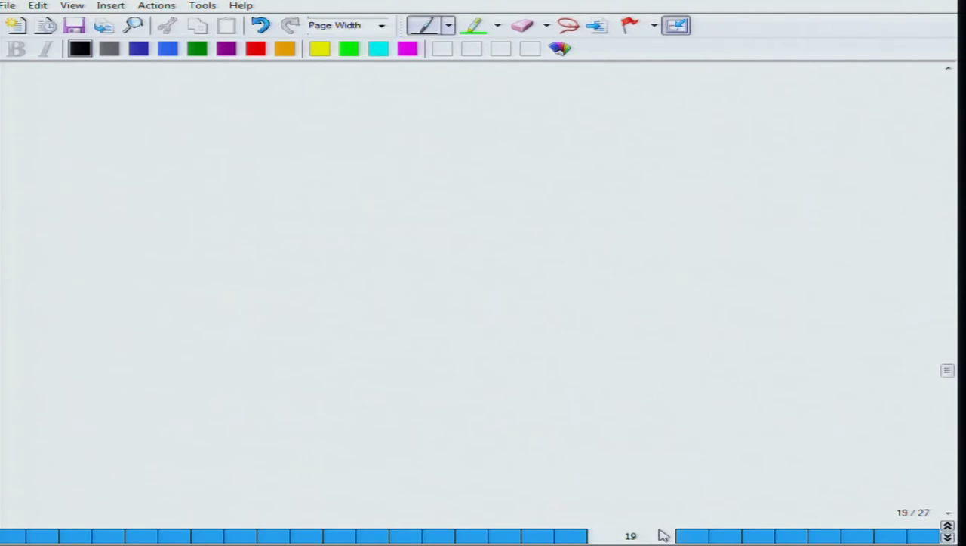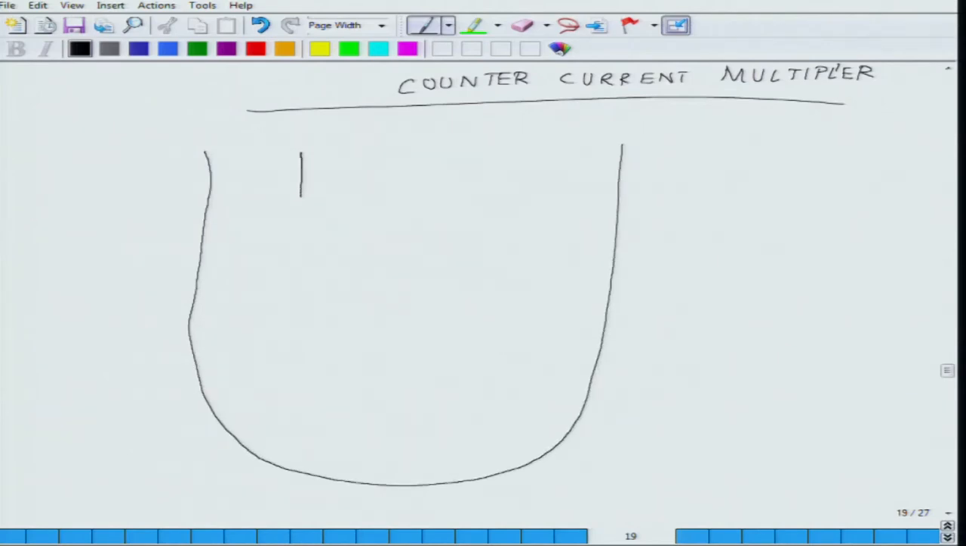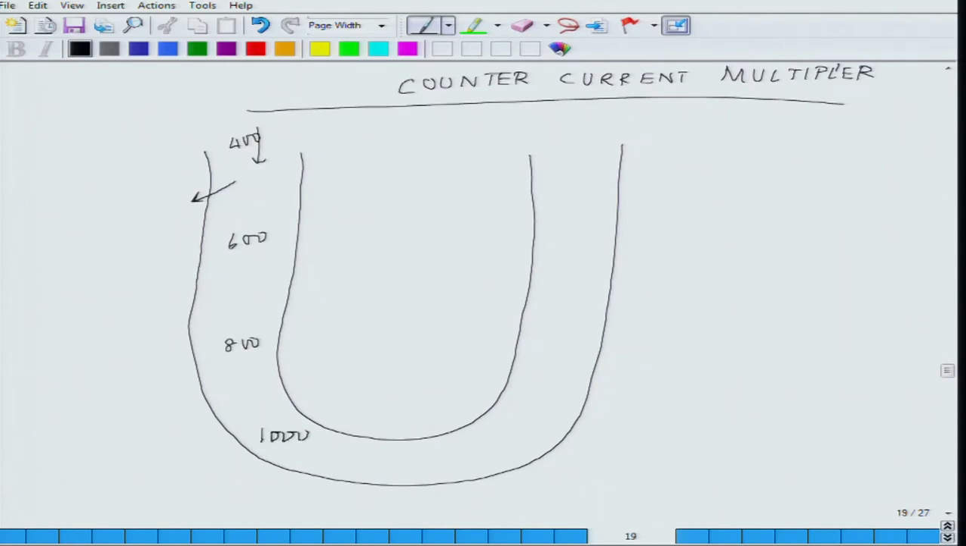So now if you see how the counter current multiplier works, it works like this. As of now we haven't introduced any active transport of anything in the counter current mechanism. So say for example it is entering at 400 osmolarity value. So here what is happening, it becomes 600. It is getting more concentrated. Then it becomes 800. It is getting even more concentrated. Then it becomes 1000 osmolarity value. At the bottom it becomes 1200. Then it again becomes 800. Then it becomes 600. Then it becomes 400. And it becomes 200, and likewise.